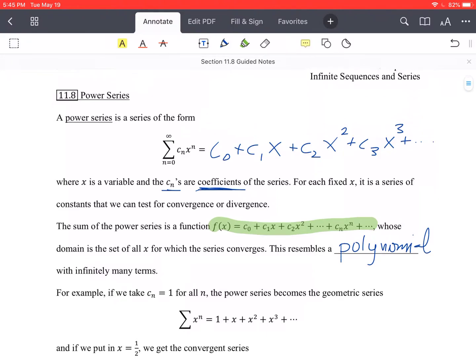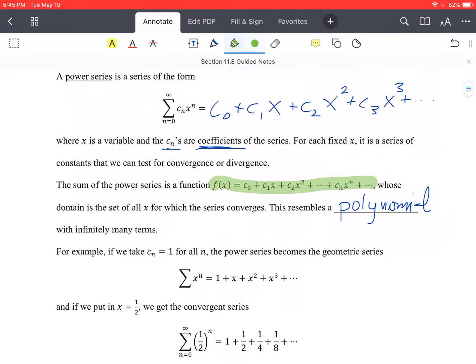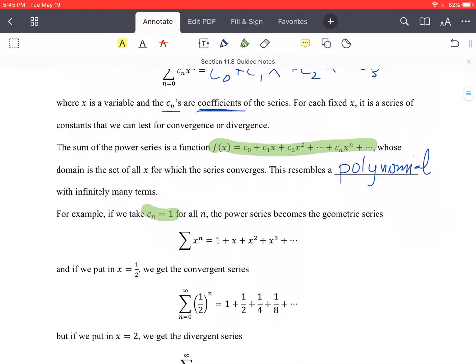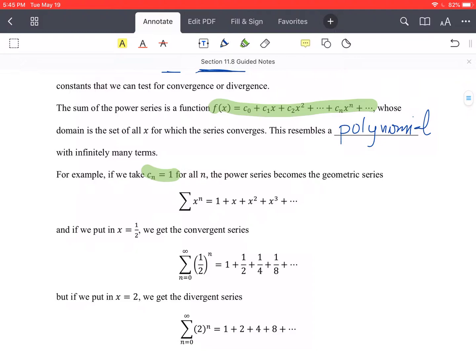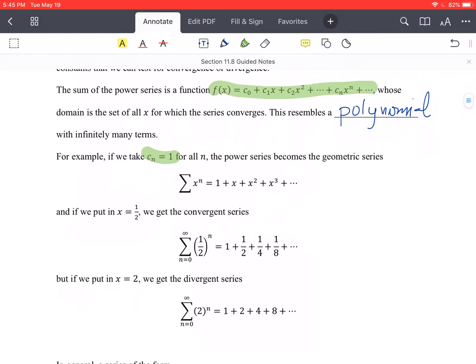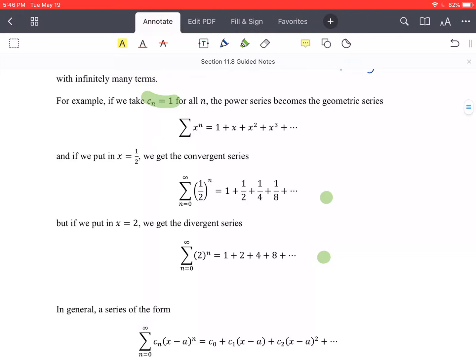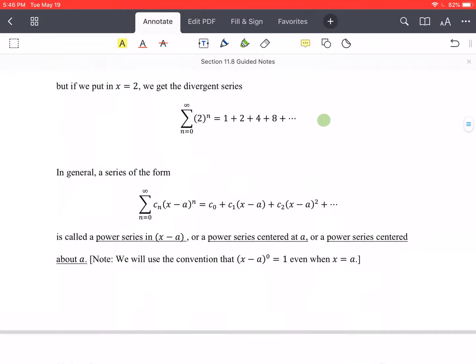For example, if we take the coefficients c sub n to be 1 for all n, the power series becomes the geometric series, the sum of x to the n. If we plug in x equals 1/2, we get a convergent series, and if we plug in x equals 2, we get a divergent geometric series. In general, power series do have that form, but this is the more general way that we look at them.